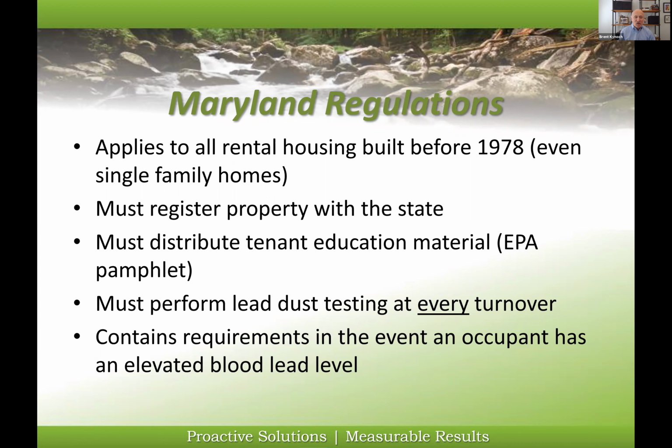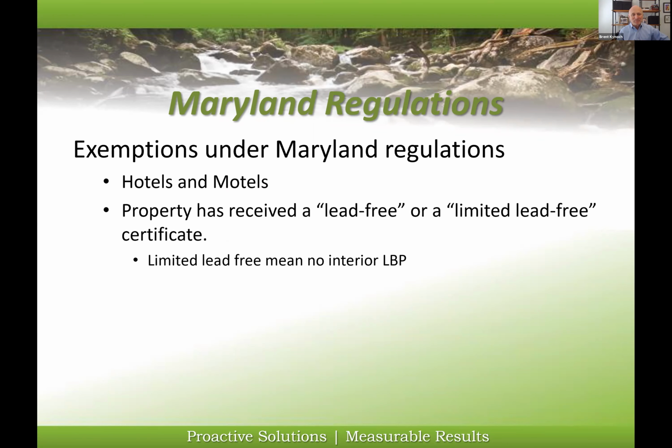The Maryland regulations also have specific requirements in the event that an occupant has an elevated blood level. In short, it would require the landlord to move the occupant out of the dwelling unit to clean the unit and essentially perform lead-based paint abatement before we move an occupant back in. In other words, Maryland has a presumption that the dwelling unit is the source of the lead poisoning, unless, of course, we prove that there is no lead present.